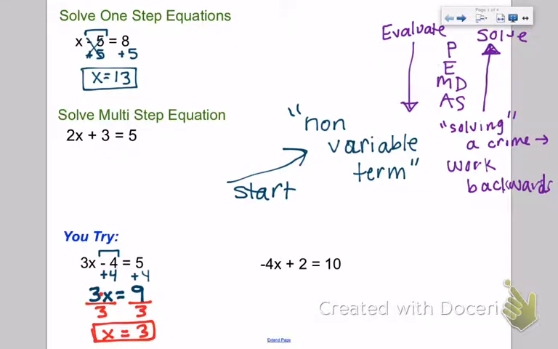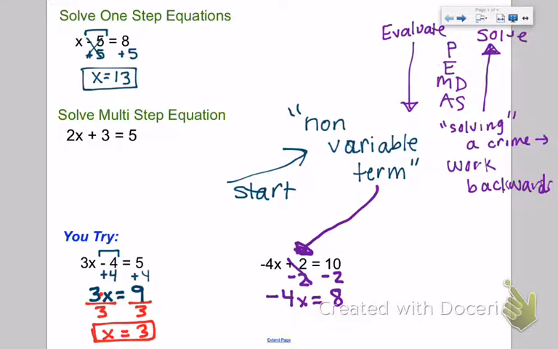If we look at the next example, we have -4x plus 2 equals 10. We want to work backwards through the order of operations, starting with the non-variable term. The non-variable term in this example is that +2. So the opposite operation would be to subtract 2. When those terms cancel, we are left with -4x equals +8.